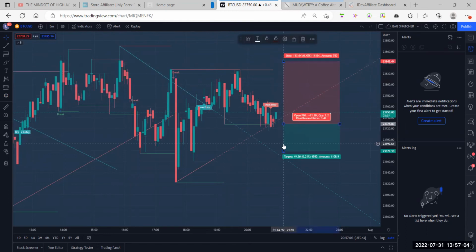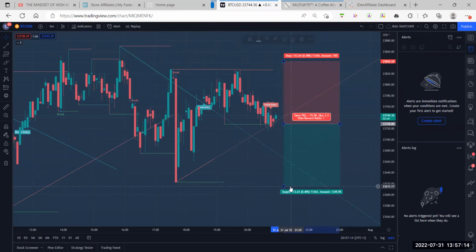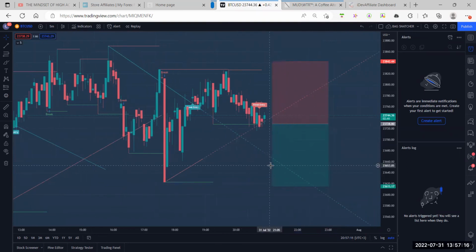And then what we want to do is drag the bottom side too, so that this can become 1, right? So that's 1-to-1 risk reward. That's even, okay? So now you see it just became 1. That's a 1-to-1 risk reward.